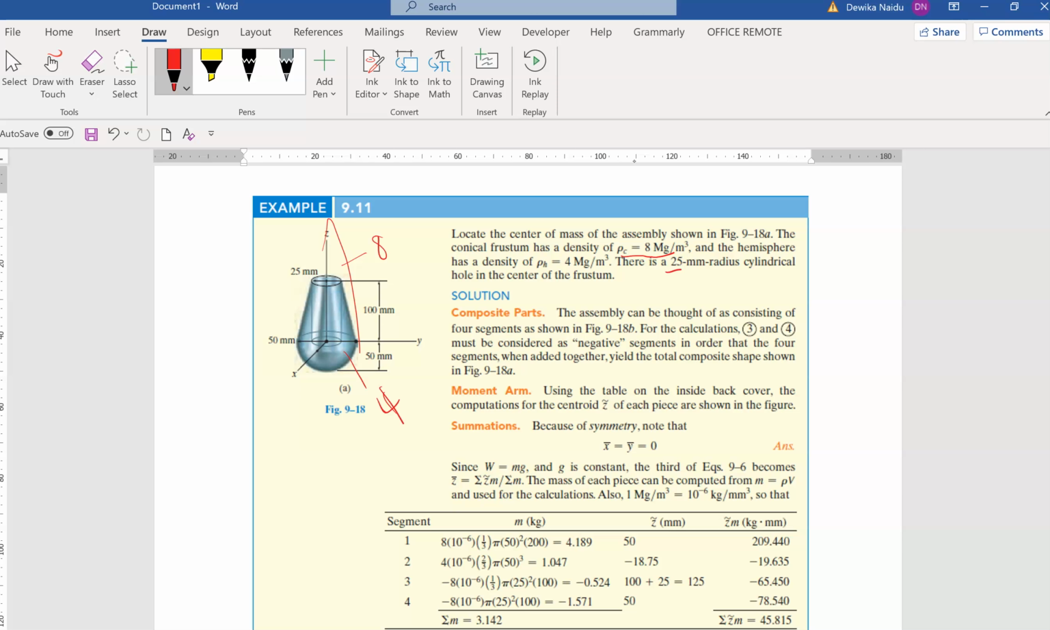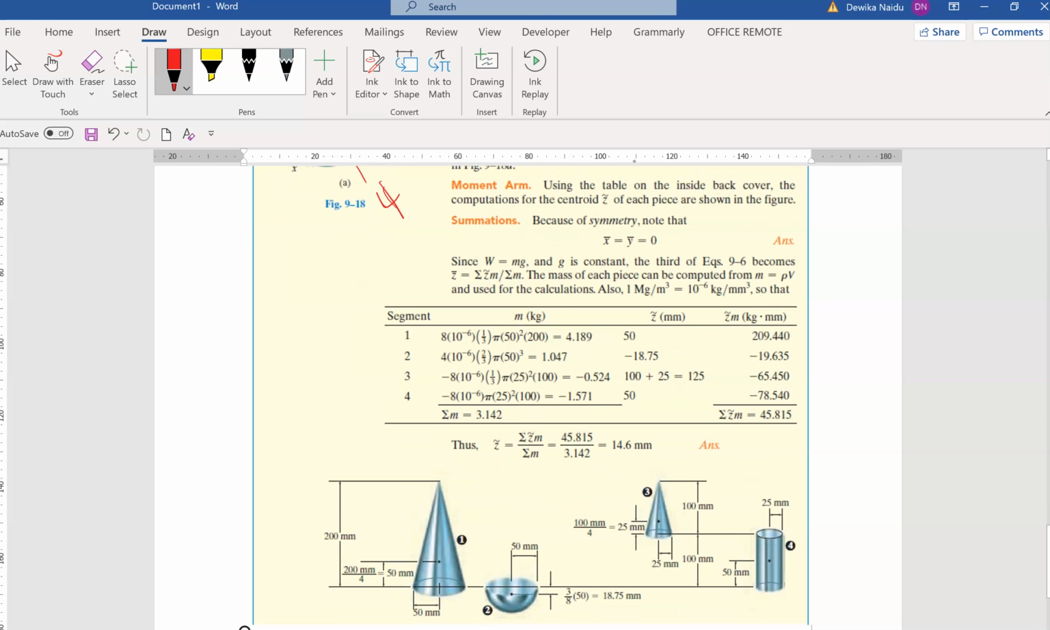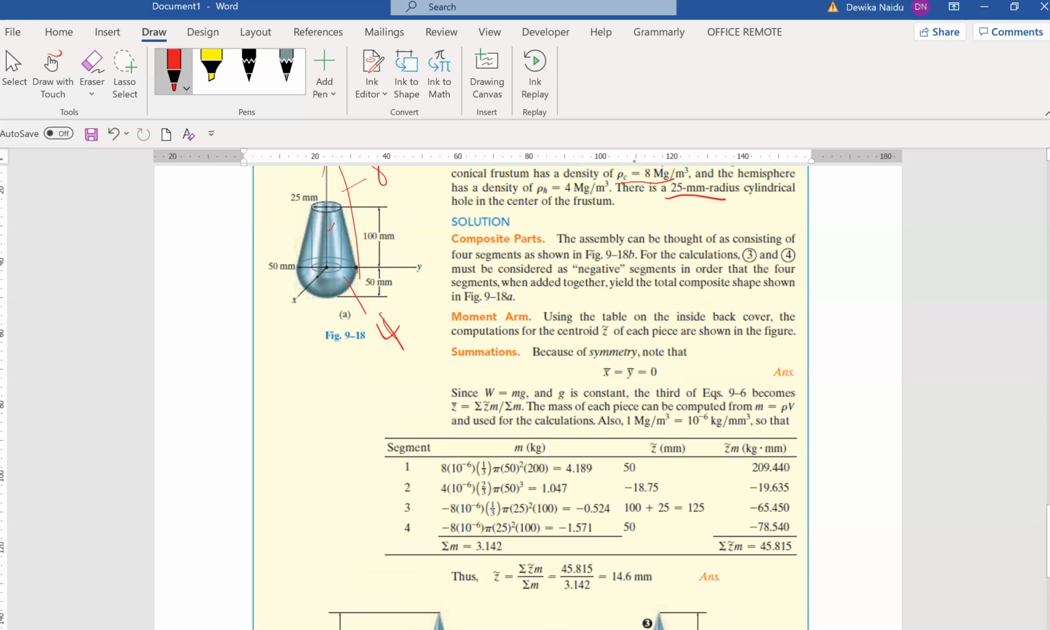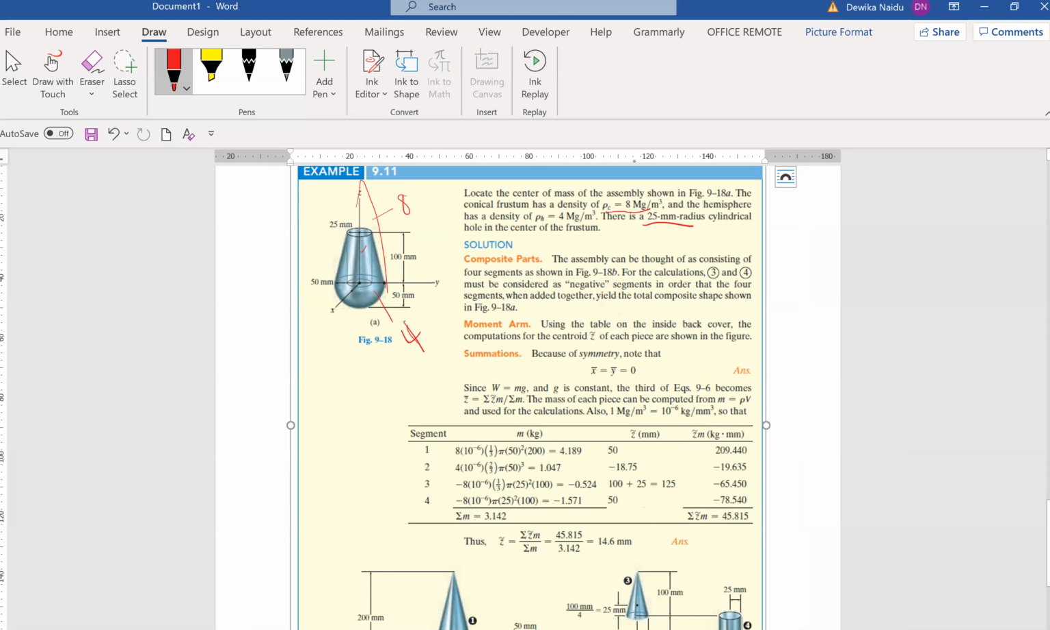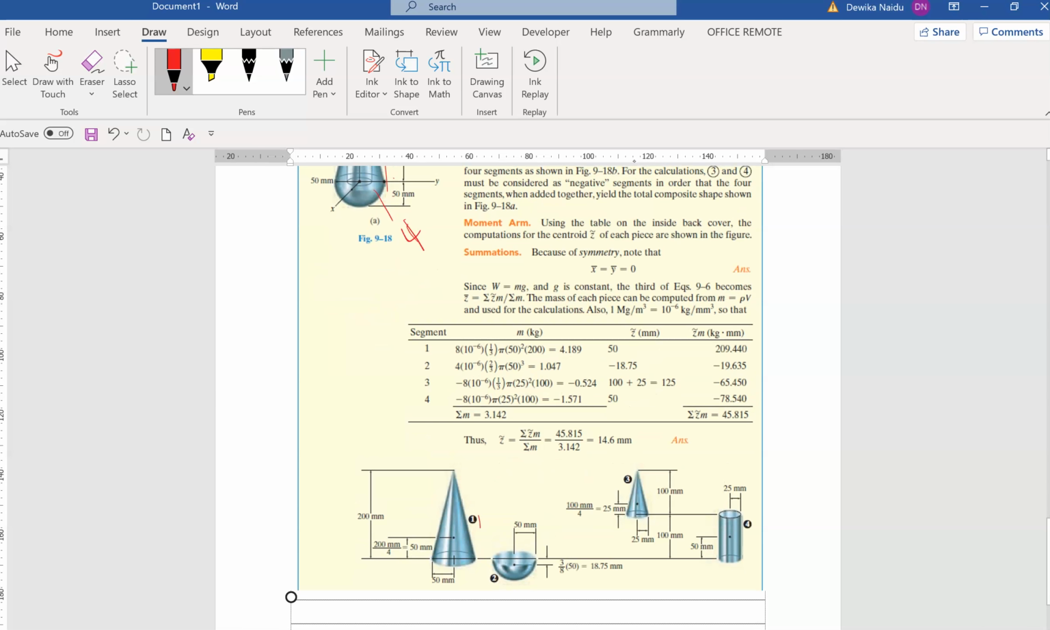Okay, and there's a 225 mm radius cylindrical hole. There is a hole in the middle. Okay, you understand? Now we're going to break this down into smaller components. The first one is the cone. Where do you get this information? You can actually get it all from here itself. What is the height? Segment 1, segment 2, segment 3, the part that is chopped off, so this is negative. And segment 4, which is also negative, because the part is chopped off.